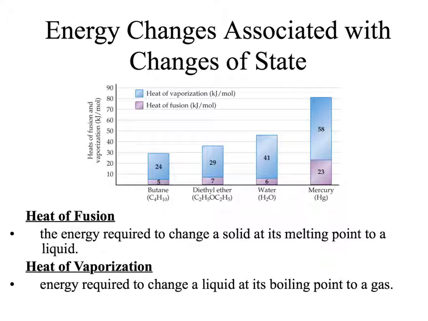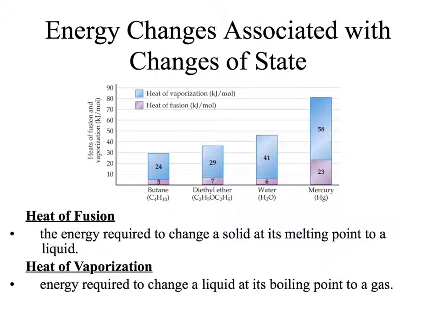In this graph up here, we have the heats of fusion of different substances: butane, diethyl ether, water, and mercury. And we can talk about why the heat of fusion is more for diethyl ether than it is for butane. Remember, fusion is going from a solid to a liquid. It's actually less for water than for diethyl ether, and it's much higher for mercury to go from a solid to a liquid. Then if you look at the heat of vaporization, that increases as you go from butane, comparing these things.